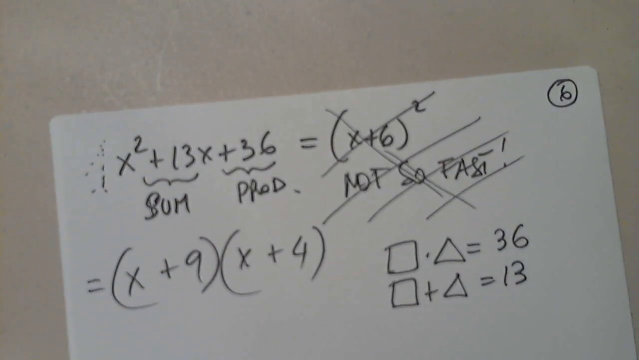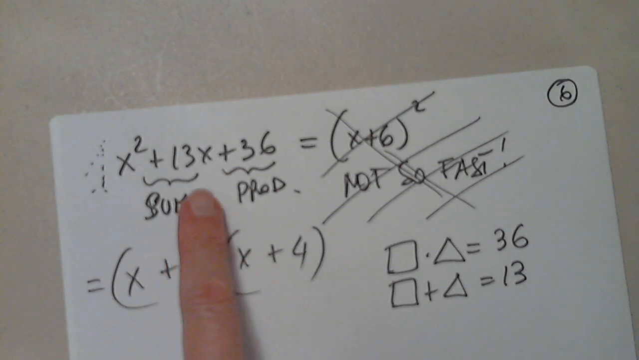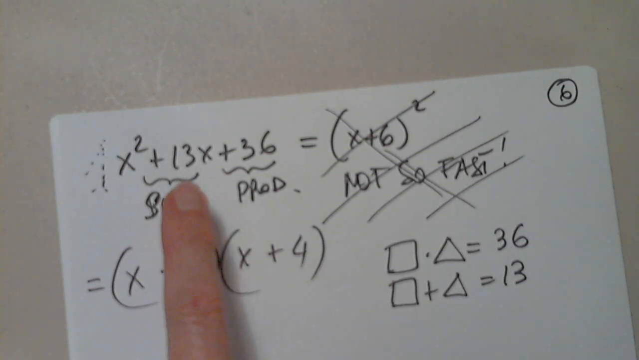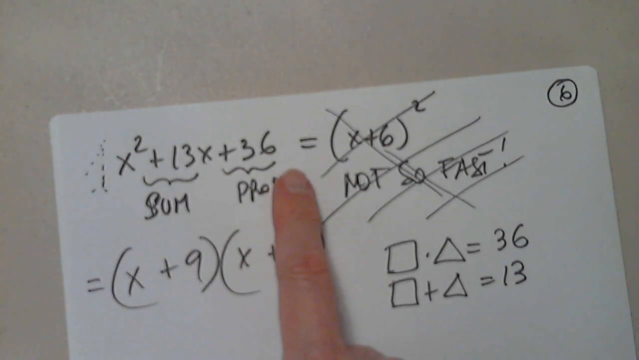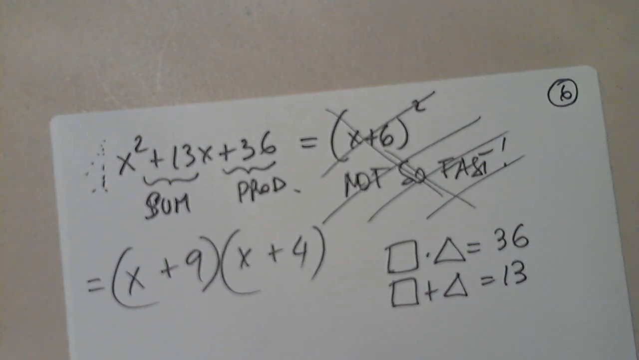It takes 10 seconds to check. x squared plus 4x plus 9x plus 9 times 4, which is 36. Yes. Kevin, go ahead. Anyone, any questions? Any questions?